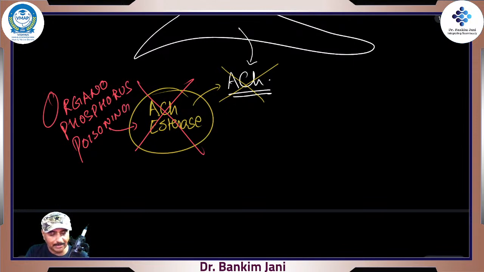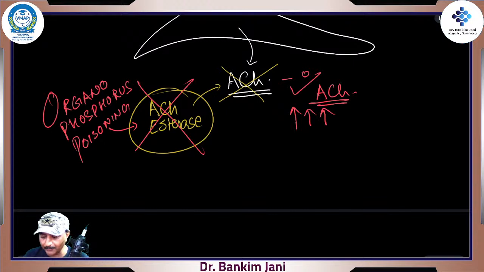So it will destroy acetylcholine esterase. This is inhibited. So if this is inhibited, this acetylcholine will keep on working, right? Because acetylcholine esterase is destroyed, now acetylcholine gets a free hand. There is no one to stop it. So there would be hyperactivity of acetylcholine.